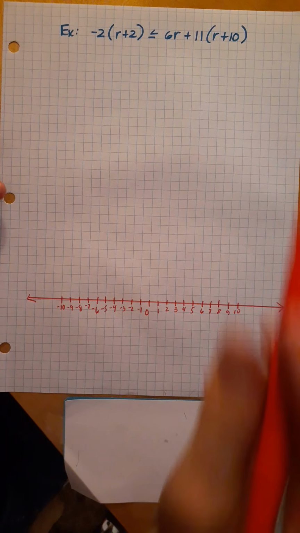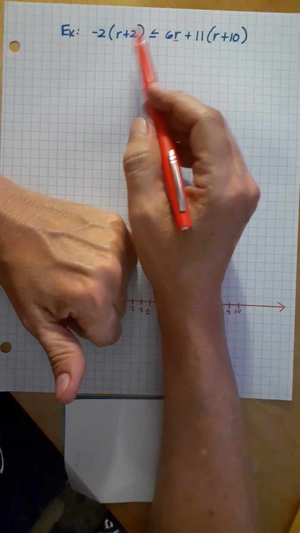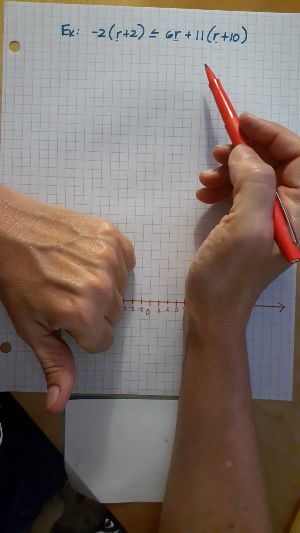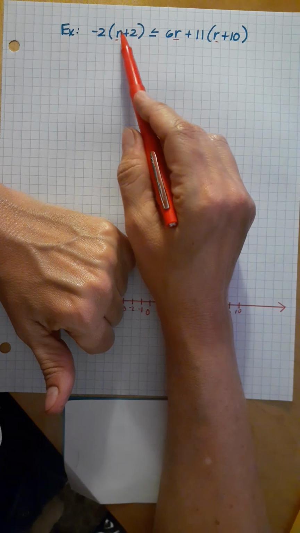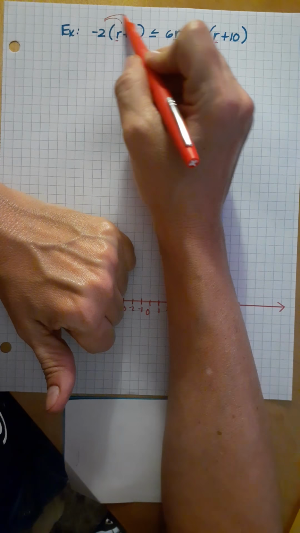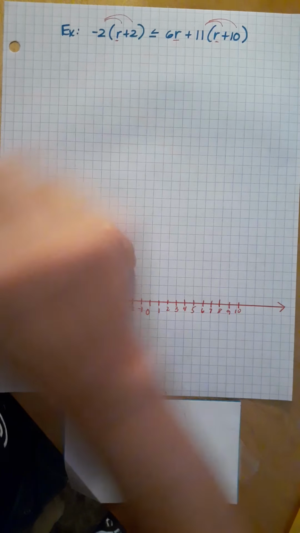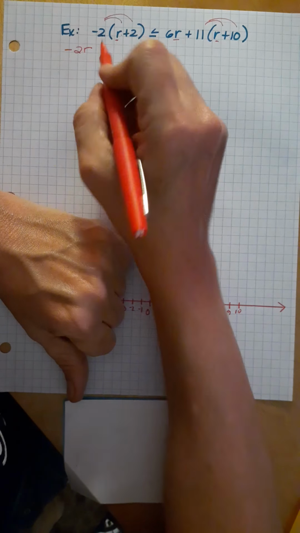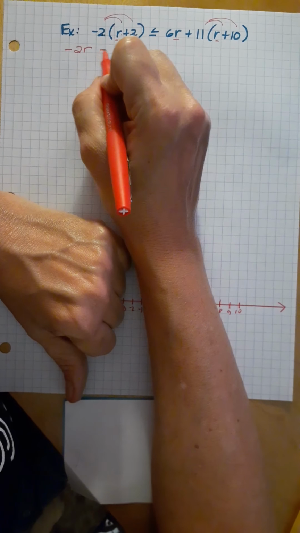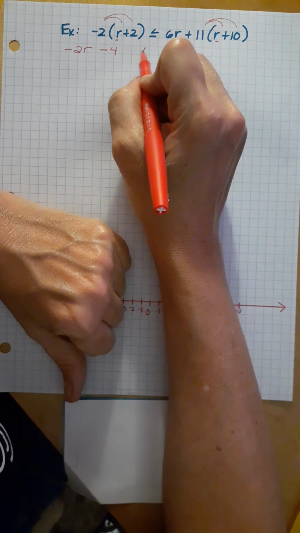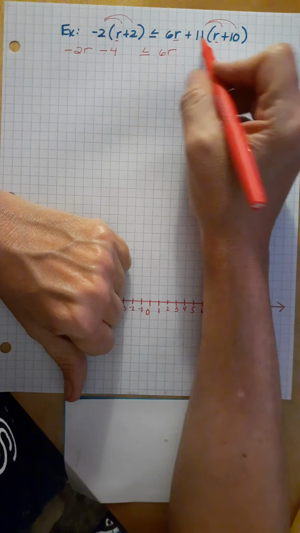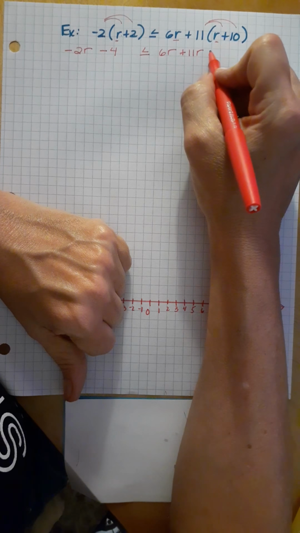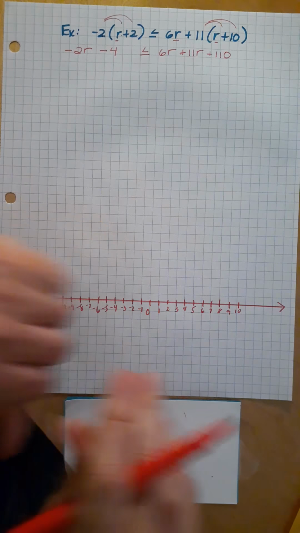Okay. All right. I have a variable, I have a variable, I have a variable. I've got to get all my variables alone, and they're inside these parentheses. So I will have to distribute. Okay? Negative 2 times r, negative 2r. Negative 2 times 2, negative 4, less than or equal to 6r. 11 times r plus r. 11 times 10, 110. Starting to see that?